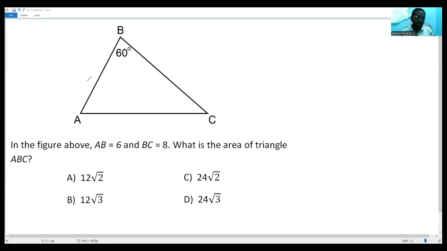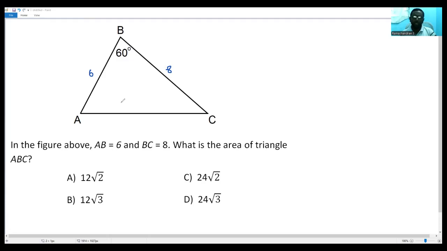Now let me go to the example. Here we have a problem. There is a triangle given over here, that is triangle ABC. In the figure above, AB equals 6 and BC equals 8. What is the area of triangle ABC? The length of AB is given, that is 6, and the length of BC is given, that is 8. The angle measure between the sides AB and BC is given, it's 60 degrees. And we have to find the area of this triangle ABC.